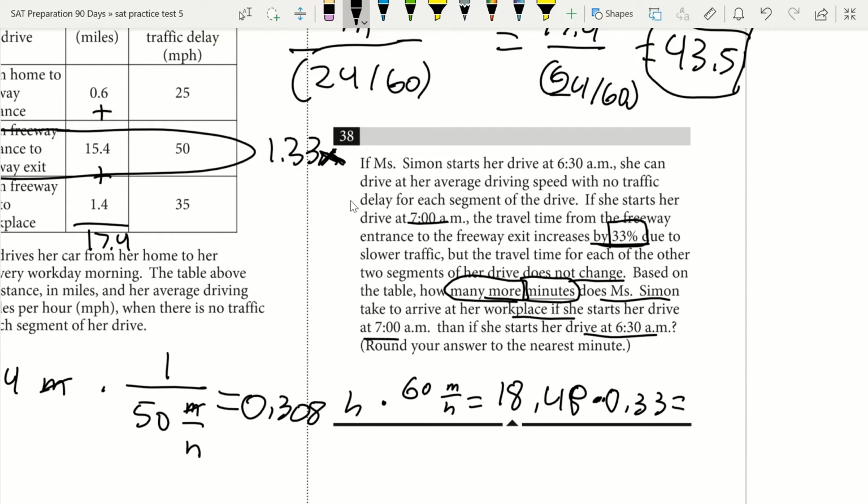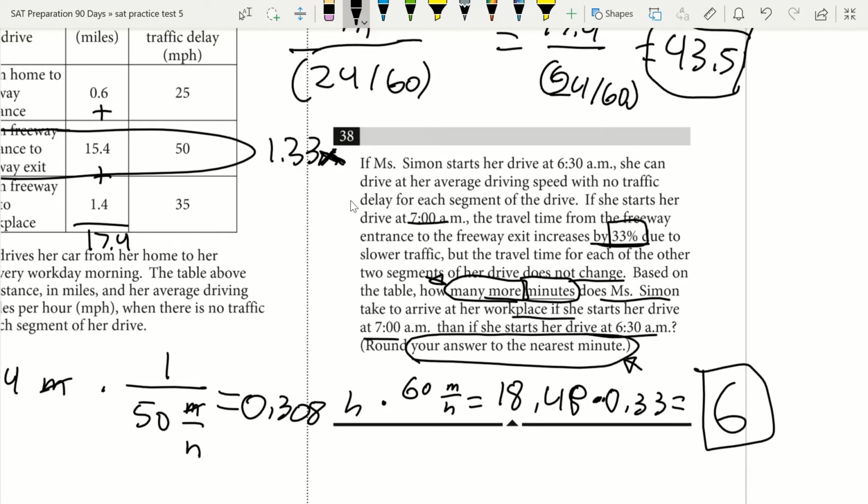Keep in mind here that we're asked to round to the nearest minute. I talked about that earlier, making sure we're rounding to what we're supposed to round to. In this case, that's the nearest minute, so that's going to be 6 minutes. Big things to watch out for there is we're asked for how many more minutes she's driving, and then rounding to that nearest minute. So the answer there is going to have to be 6.